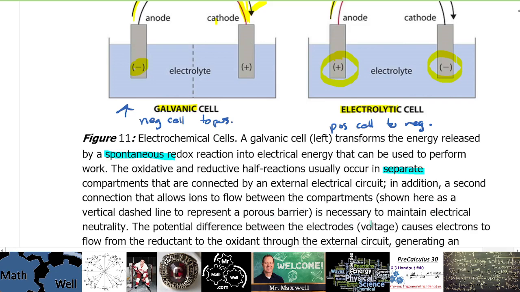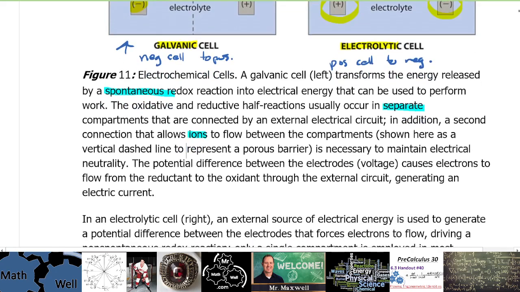The potential difference between the electrodes, the voltage, causes electrons to flow. Oh, I highlighted the wrong word, sorry. It allows ions to flow between the compartments, shown here as the dashed lines. So that's your blank. And this is necessary to maintain electrical neutrality. The potential difference between the electrodes causes electrons to flow from reductant to oxidant through the external circuit.